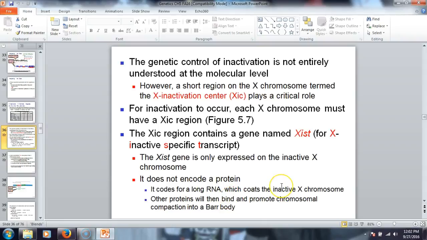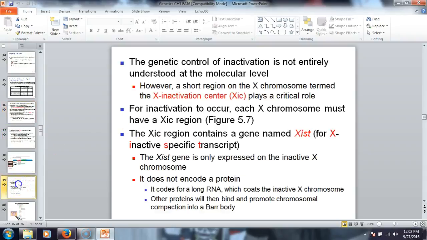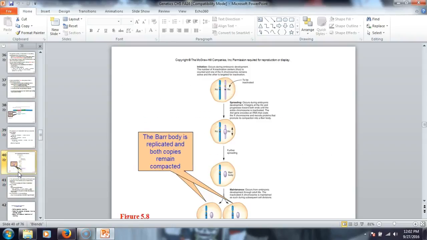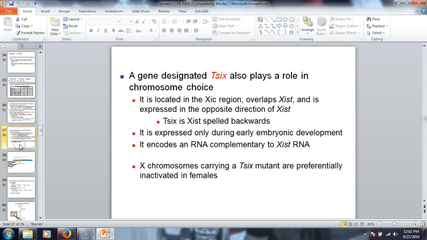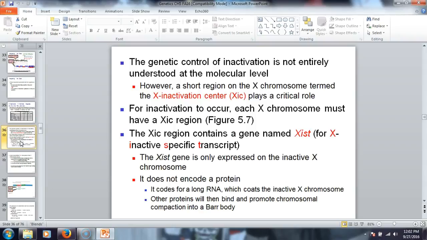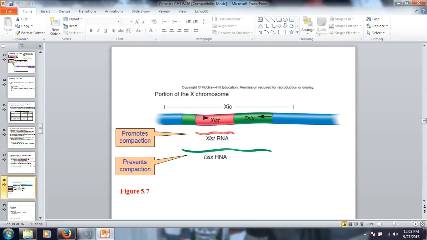But what this RNA does is it interacts with the X chromosome that it inactivates. And then other proteins come together and really condense that inactivated chromosome. We're not going to go into all the particulars of that. The other one does the opposite. This one is going to cause compaction. This one prevents compaction.